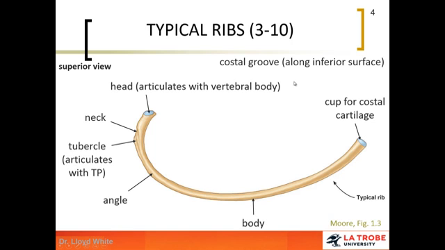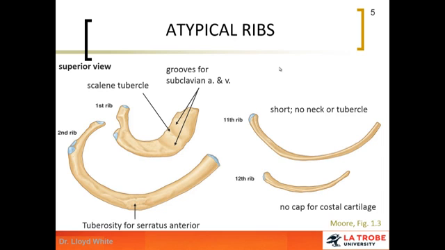Now, if we were to then have a look at a typical rib from an inferior view, we would also see the costal groove, which is a groove on the inferior surface of the rib, which helps to protect the neurovascular bundle running between the ribs, the intercostal nerve, artery and vein. So they're typical ribs, ribs 3 through to 10, which leaves ribs 1, 2, 11 and 12 as atypical ribs.